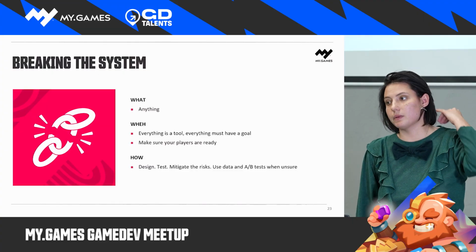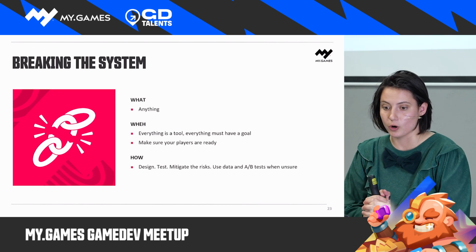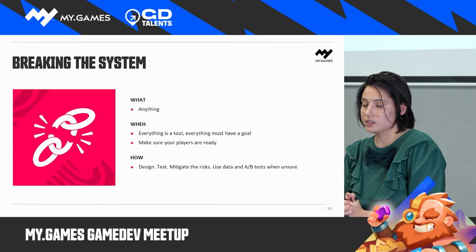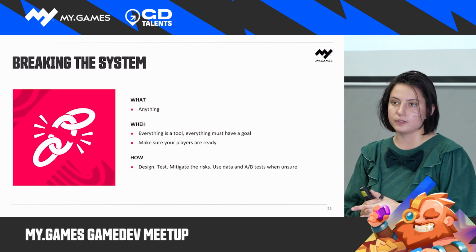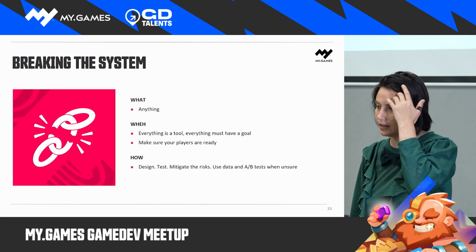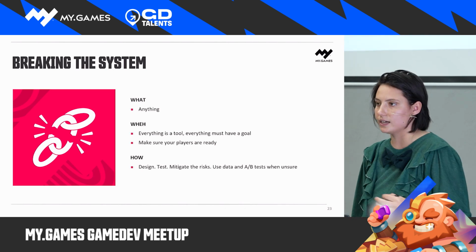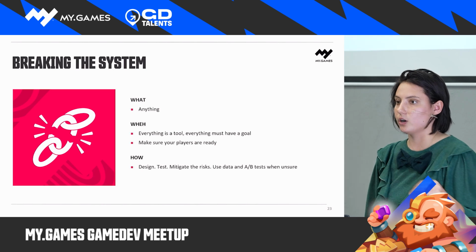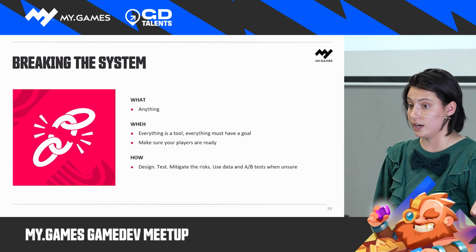Breaking the system, basically my favorite slide. So what you can break anything, as I said before. When you need to break that. So first point, everything is a tool and everything must have a goal. If you have a design decision, if you have a creative decision of scaling your product, and you know that the best thing to do that is to completely rebalance the economy or the meta game or just change the progression system, okay, do that.